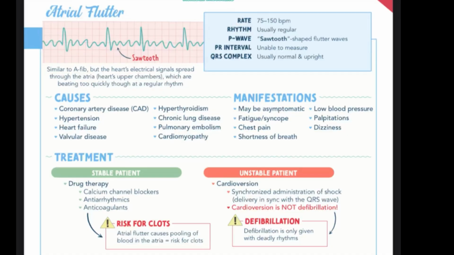So the treatment is the same as atrial fibrillation. If the patient is stable, we will give drug therapy, oxygen, calcium channel blocker, beta blocker, and anticoagulant. That is very important, and antiarrhythmic drugs like amiodarone. And in an unstable patient, we will start cardioversion.